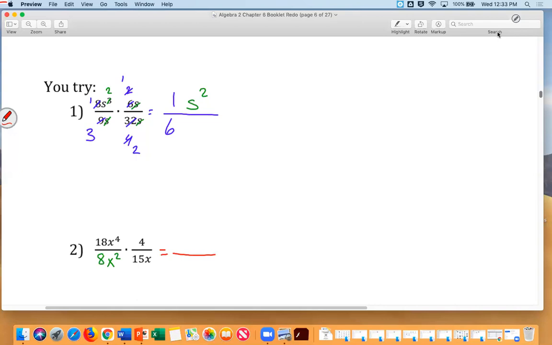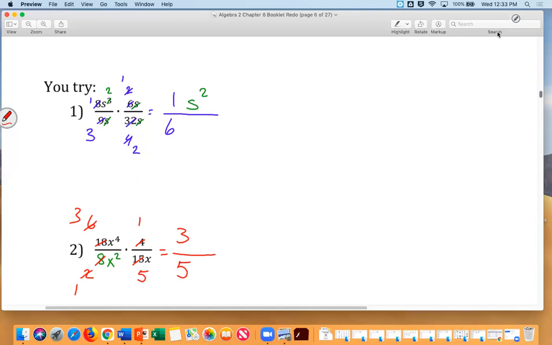Down here, 4 goes into 8 2 times. So we're left with 1 there. 15 and 18, 3 goes into both of them, so we have 6 and 5. Now I notice here, 2 goes into 2 one time, 2 goes into 6 3 times. So I'm left with 3/5.